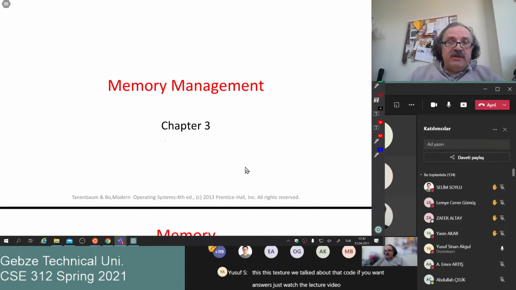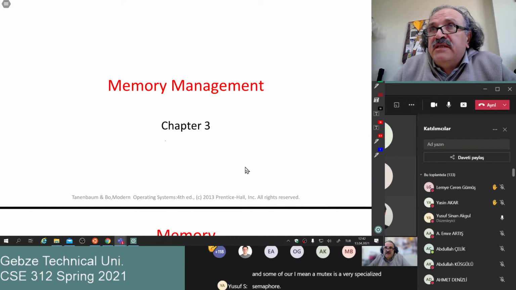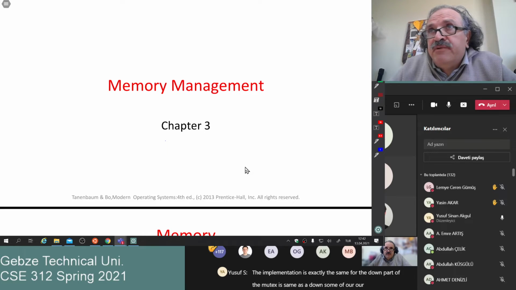And for the second question, a mutex is a very specialized semaphore. The implementation is exactly the same. The down part of the mutex is the same as the down of the semaphore. The up part is the up of the semaphore. That's it.